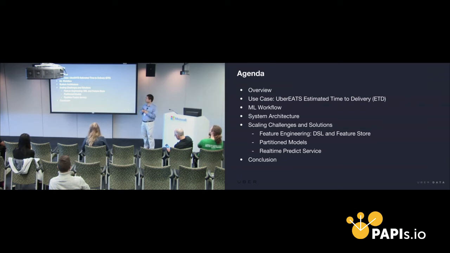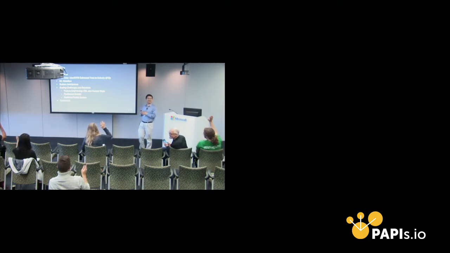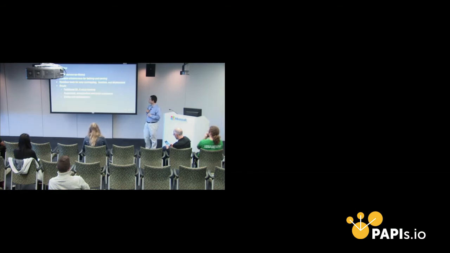So that's our goal. I'm going to first give an overview, and I'll use a particular example we have, which is the Uber Eats app estimating the time of delivery, to illustrate the whole system. And I'd like to get a show of hands. Who has used Uber Eats here? Oh, OK, a few. Who has used the Uber app? OK, great. Then I'll talk about the machine learning workflow and our architecture. I'll focus on the specific challenges we have, and I'll conclude.